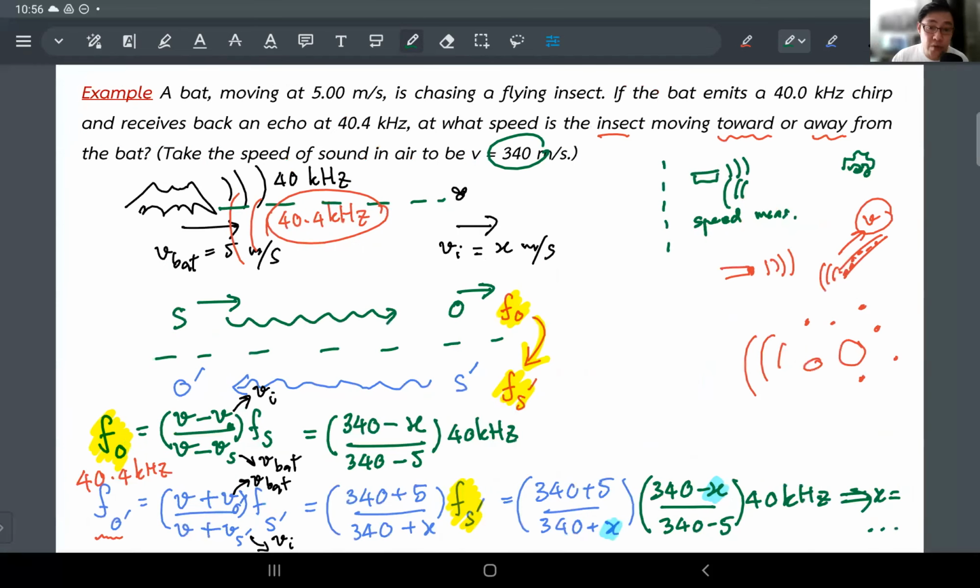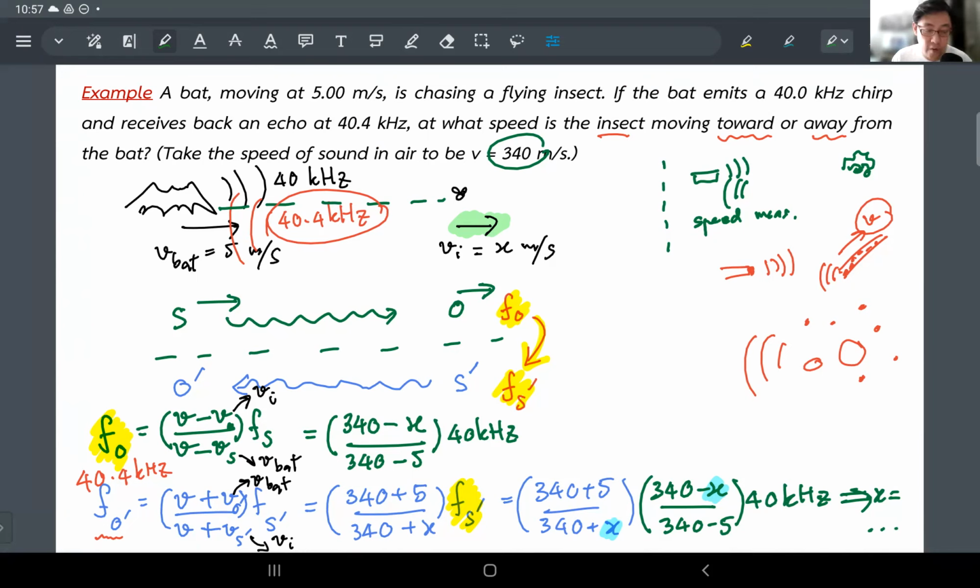If the X that you solve from this equation gives you a positive number, that means your assumption about the direction of the speed of the insect, traveling to the right, is already correct, because you get a positive number at the end. But don't be afraid if the final number that you got is negative. That means your final direction is going to be opposite. So it means the insect is traveling toward the bat.